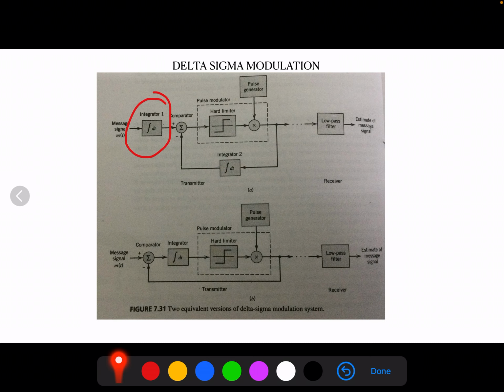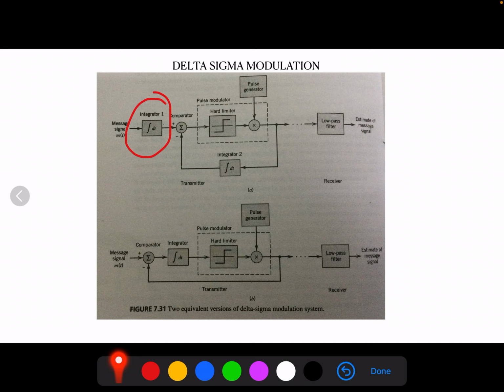In this diagram, the message signal m of t is defined in its continuous time form, which means that the pulse modulator now consists of a hard limiter, which is followed by a multiplier. The latter component is also fed from the external pulse generator to produce a 1-bit encoded signal.